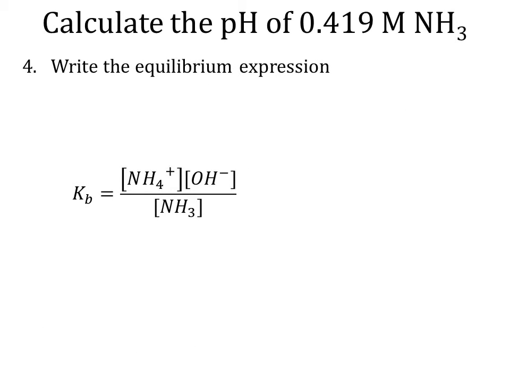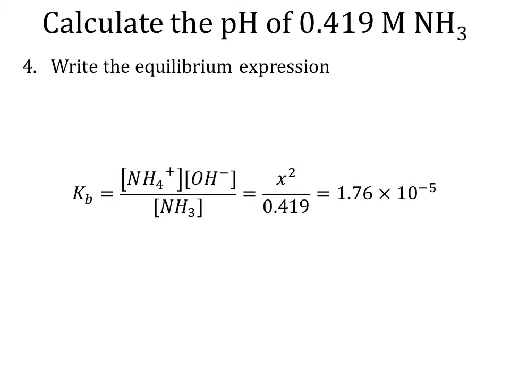Our fourth step is then to write the equilibrium expression. Kb is equal to NH4+ concentration times OH- concentration divided by NH3 concentration. Notice that for a Kb expression, OH- should always be in the numerator. For a Ka expression, H+ should always be in the numerator.